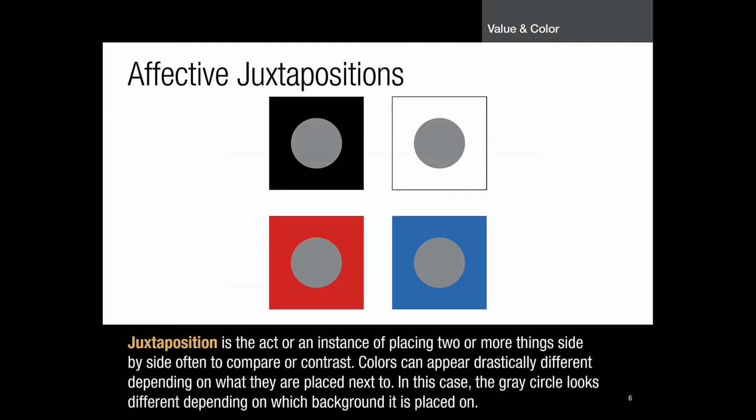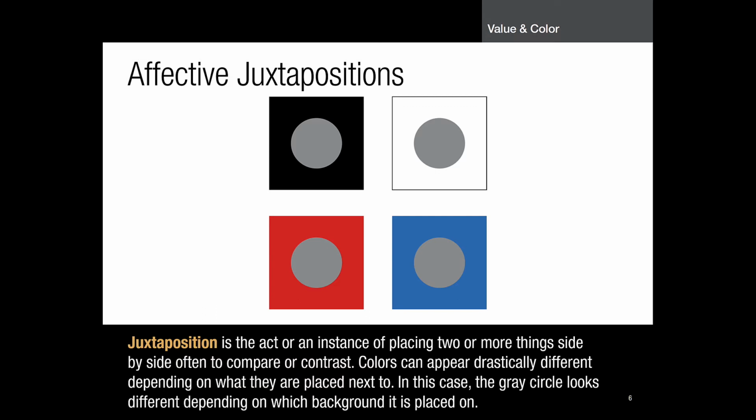We also, when we talk about color, need to talk about how colors look next to each other. And this is a classic example. If you look at the 4 squares here, the gray circle in the center of each of them looks different. On the white square, the gray looks dark. On the black square, the circle looks lighter. The reality is all 4 gray circles are exactly the same. What's changing is the background color you're putting them on.